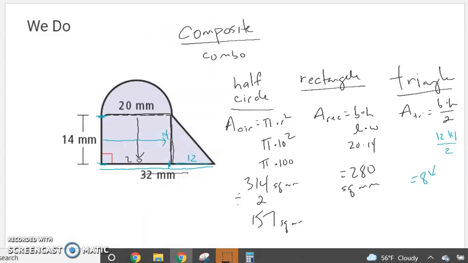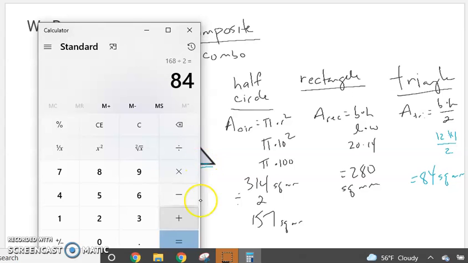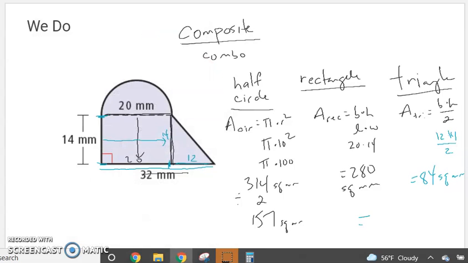So now I've got 3 different area measurements, and I just have to add those together and I'll have it. So 84 plus 280 plus 157 is 521 square millimeters.